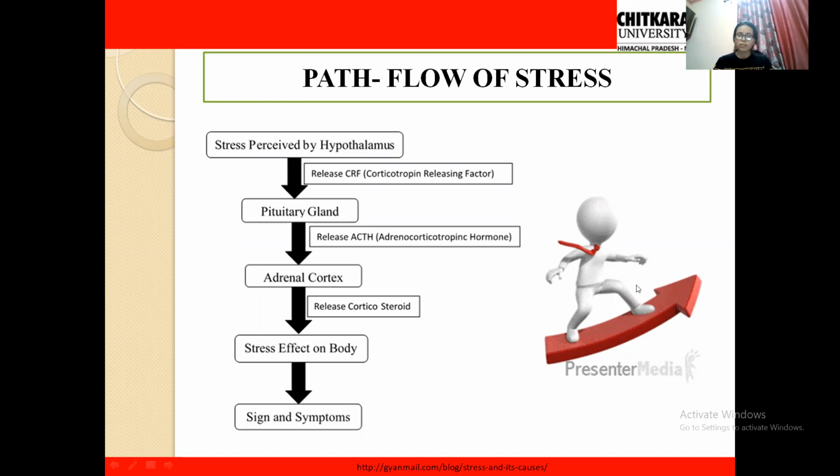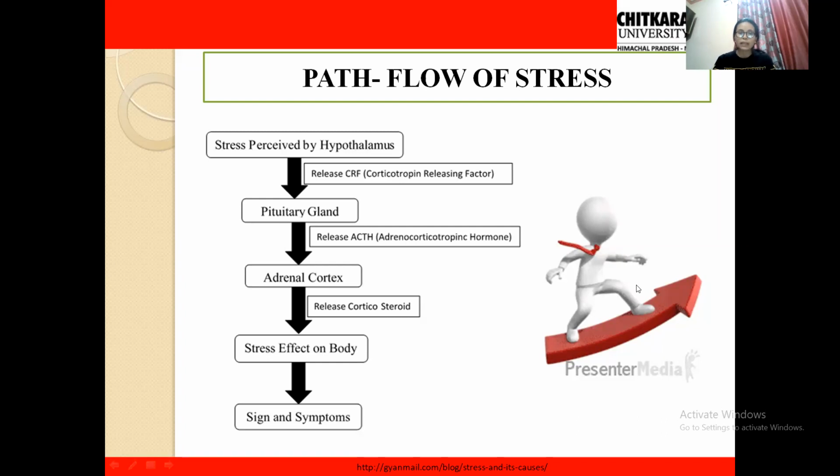And after this stress is perceived, the hypothalamus secretes CRF, that is corticotrophin releasing factor, which affects the pituitary gland. And in turn, this pituitary gland releases ACTH, that is adrenocorticotrophic hormone. This ACTH again affects the adrenal cortex, which produces and releases corticosteroids. And these corticosteroids lead to some stress effects on the body, either in physical signs and symptoms or in psychological signs and symptoms.